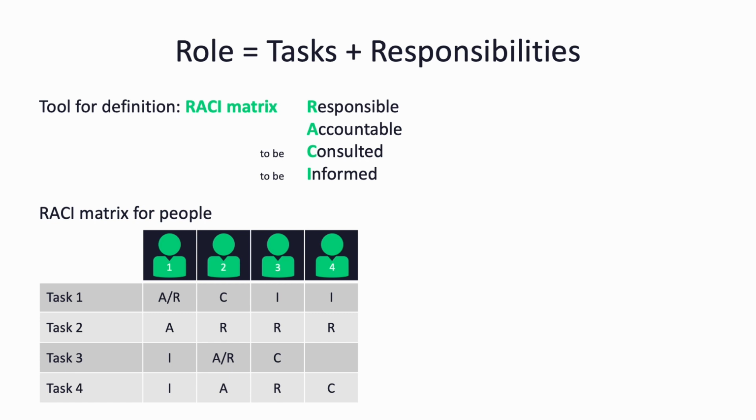Person 2 is to be consulted, and 3 and 4 are only to be informed. For task 2, for example, 1 also has the accountability, but the execution is delegated to 2, 3, and 4. That is, they are responsible and therefore do not have to be consulted or informed separately, etc.